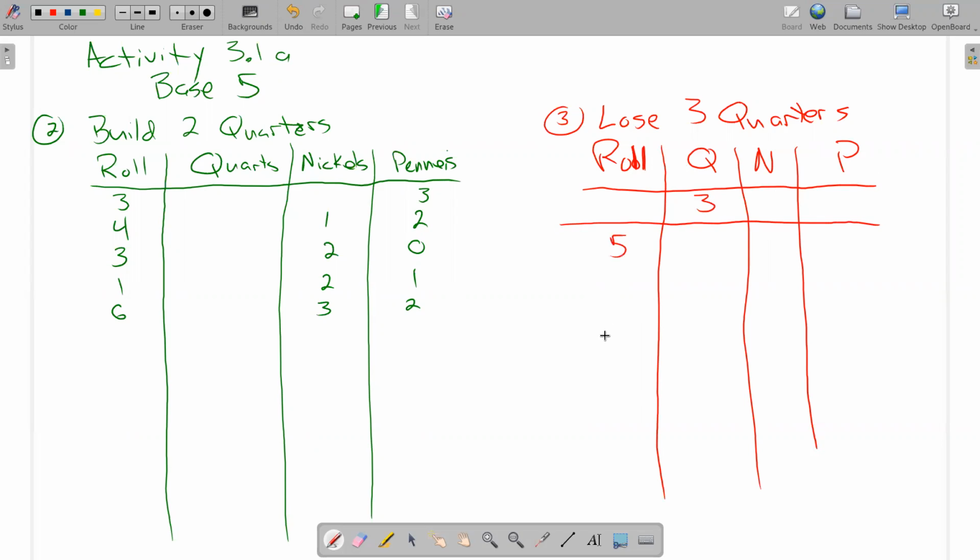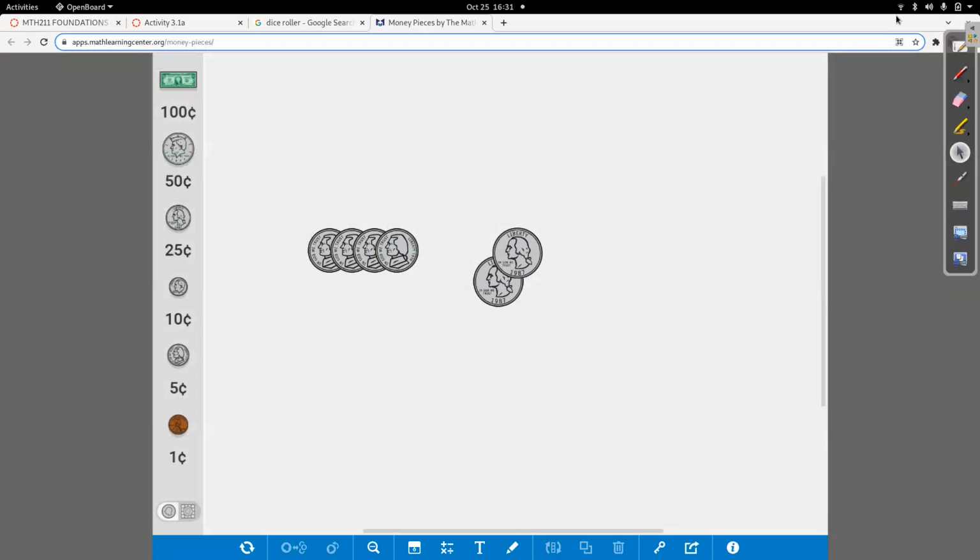And then I rolled a 5, so I had to do a trade. So I only had 2 quarters. I knocked it down to then 5 nickels, but I lost one of those. So this is where I'm at right now. And then I roll again to see what happens. So let's do a couple more rolls, see how this might work out. And you're just going to keep doing that till you get no money left.